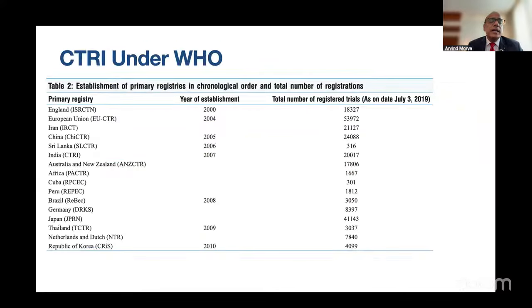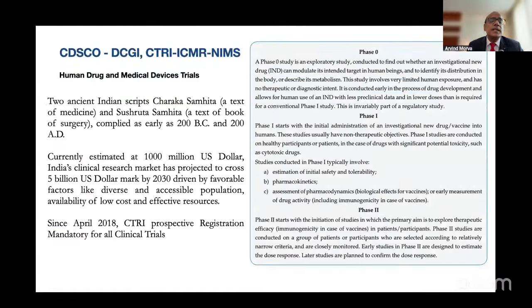So these are the clinical trial registries under the World Health Organization. As you can see, in India we also came under this in the year 2007. And now the total number of registered trials in India is more than 20,000. So there is the role of CDSCO, Drug Controller General of India, Clinical Trial Registry of India, ICMR, and National Institute of Medical Statistics.